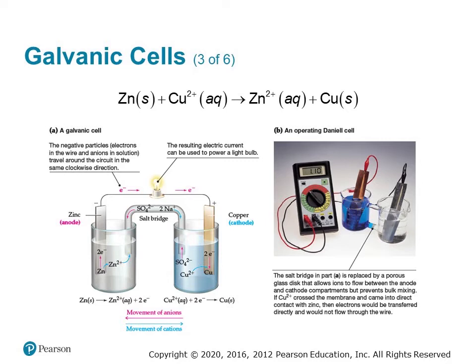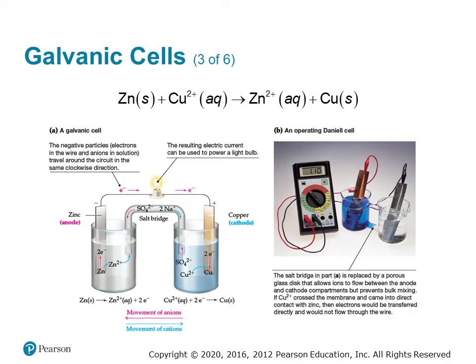To complete the electrical circuit, we also need to connect the beakers via a salt bridge, which is just a tube that contains a dissolved electrolyte that doesn't directly affect the reaction. In this diagram, sodium sulfate is used in the salt bridge, but other soluble ionic compounds can be used as well. Once the connections are in place, electrons will start to flow from the zinc side to the copper side.